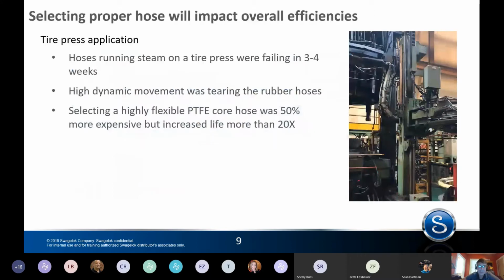Some examples of that. This here is a picture of a tire press, and the tire press moves up and down 6 feet, 7 feet or so. It's quite a lot of dynamic motion. And the hoses you see that are curled up on the right side, insulated with some black material, have a lot of dynamic motion as that tire press moves up and down, and they were failing within a month, in less than a month.